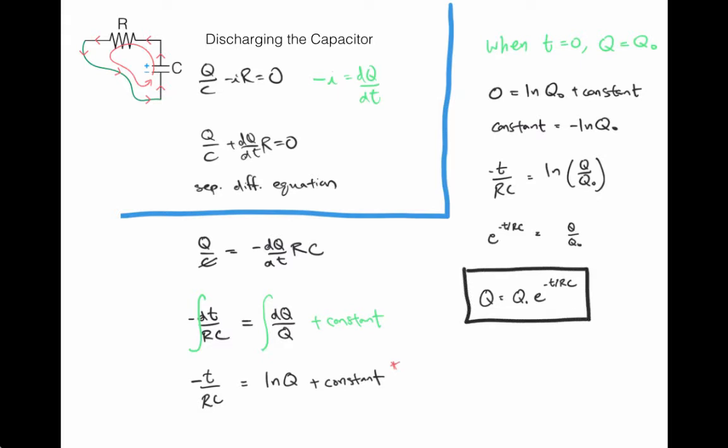Now remember that current is equal to minus dQ by dt, so I is equal to Q naught over RC times e to the minus t over RC. And I'll box that one as well.